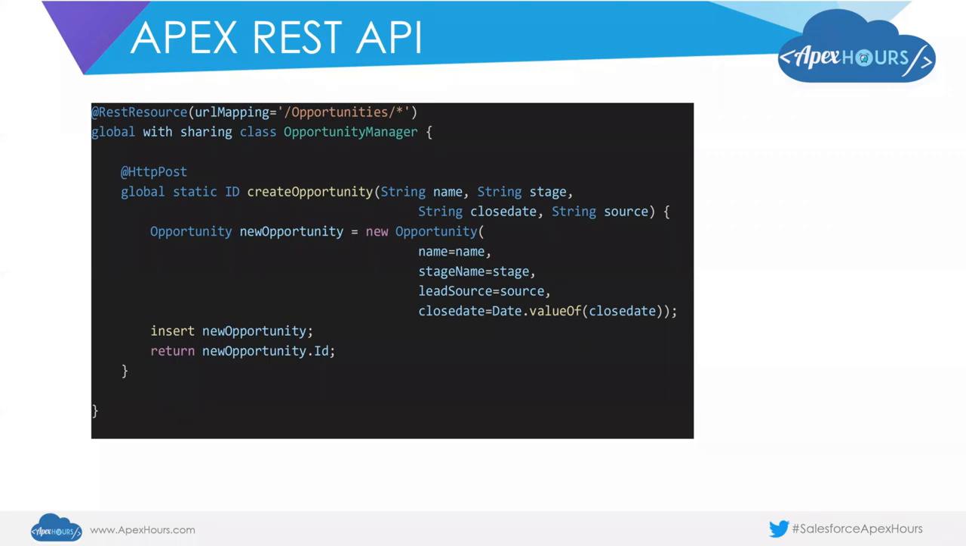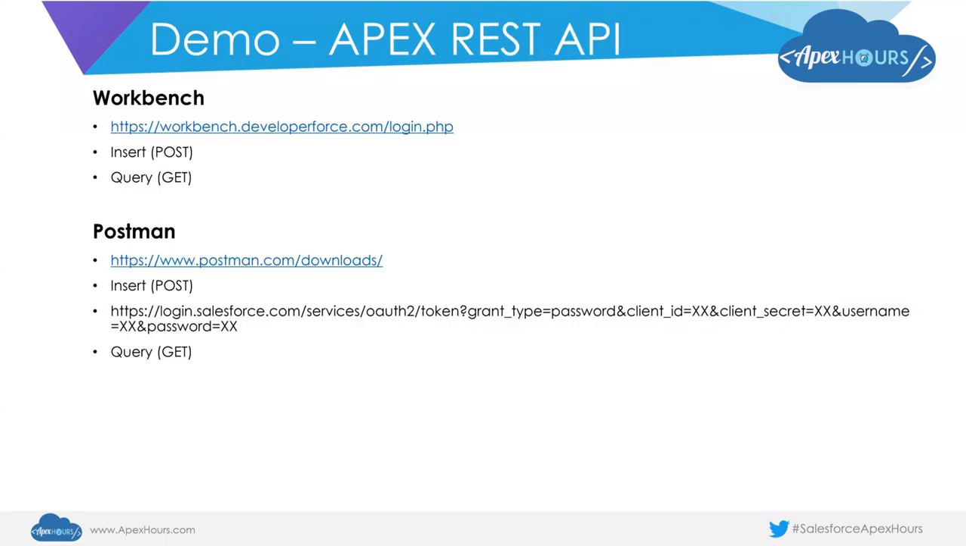We'll see that now. And then when it comes to the methods, we have created an HTTP POST method where we are creating an opportunity. We are passing the parameters. Then we are creating an opportunity out of it, inserting and returning the opportunity. So let's look at the demo.